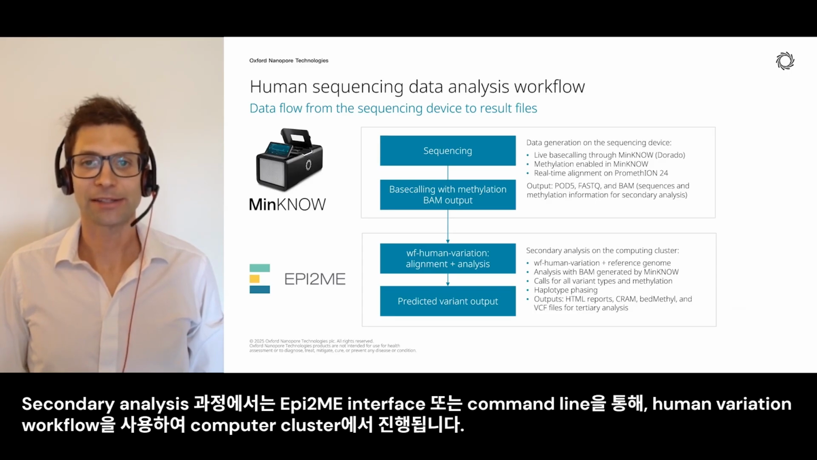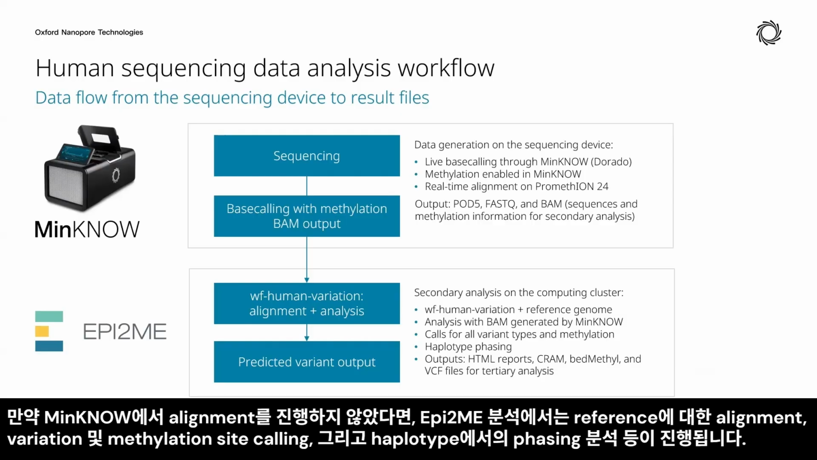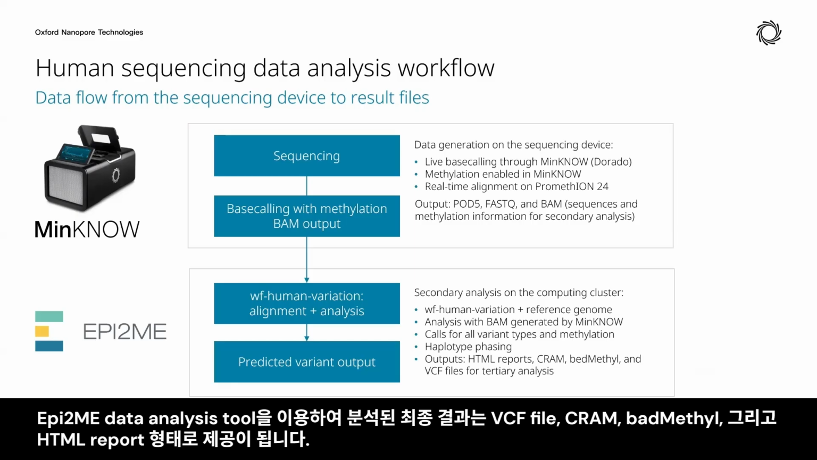The secondary analysis runs on a computing cluster using the human variation workflow through the Epi2me interface or command line. If the alignment hasn't been performed in MinKNOW already, Epi2me analysis includes the alignment to the reference, followed by the calling of variants and methylation sites and phasing into haplotypes. The final outputs, VCF files, bedMethyl data, and HTML reports, support downstream interpretation.